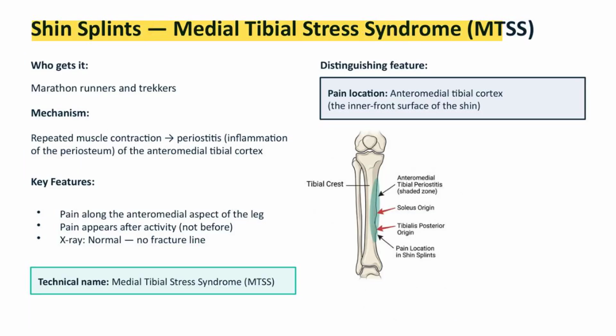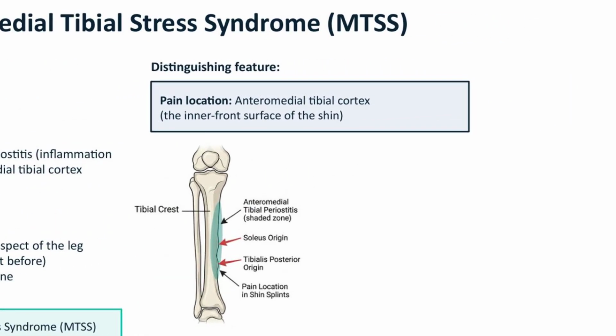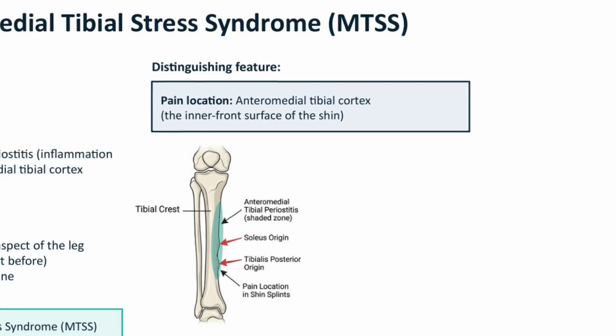Staying with athletes and runners for a moment, there are two more conditions that often get confused with stress fractures. Two more conditions seen in athletes that are important for your exam. First, Shin splints, also known as medial tibial stress syndrome. Who gets it? Marathon runners and trekkers.